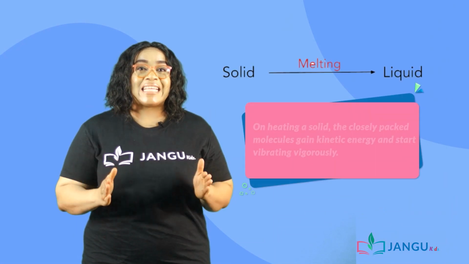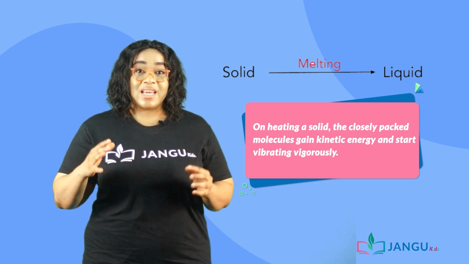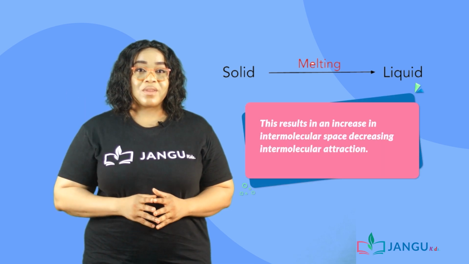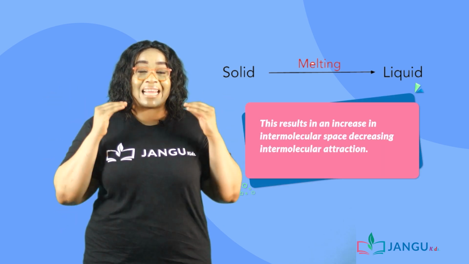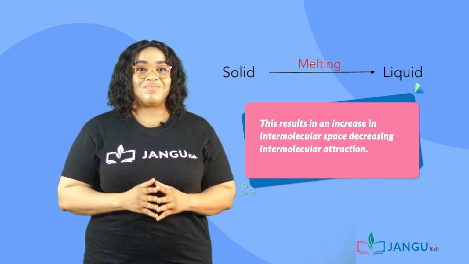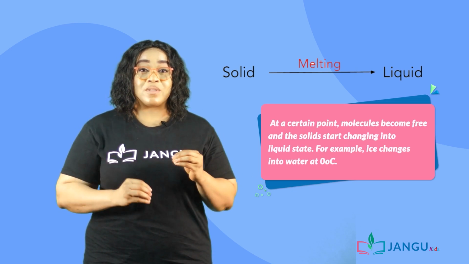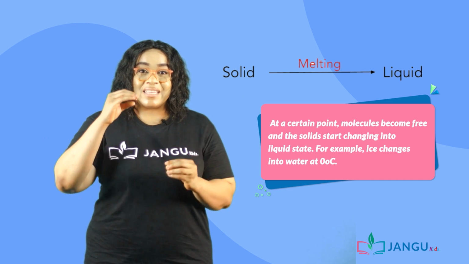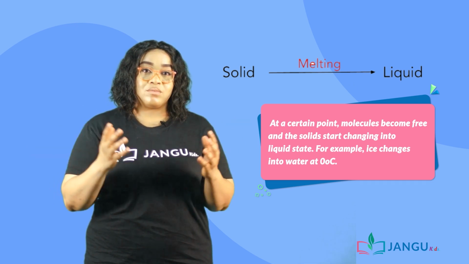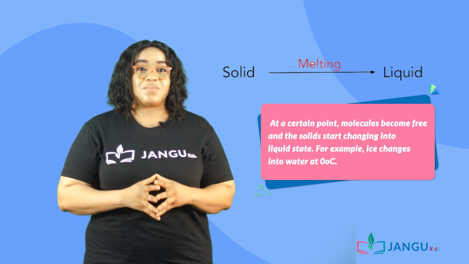1. On heating a solid, the closely packed molecules gain kinetic energy and start vibrating vigorously. 2. This results in an increase in intermolecular space, decreasing intermolecular attraction. 3. At the melting point, molecules become free and the solid starts changing into liquid state. For example, ice changes into water at 0 degrees Celsius.